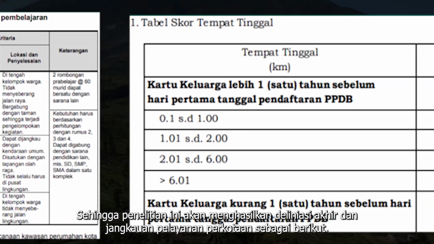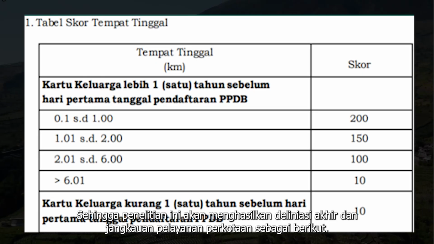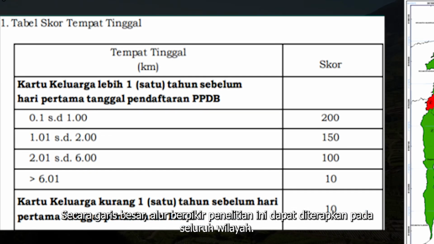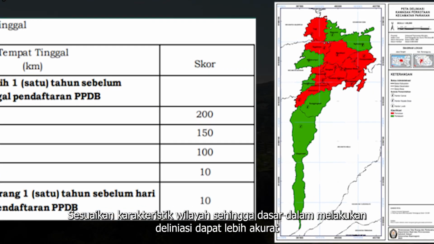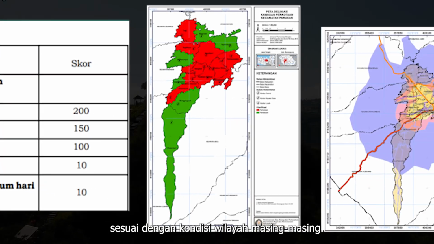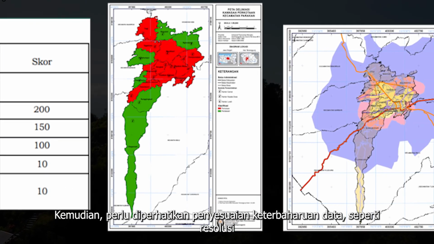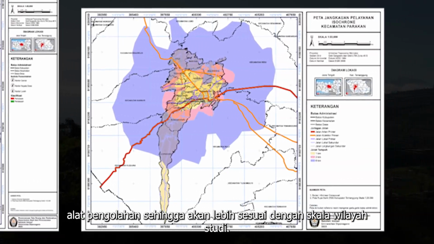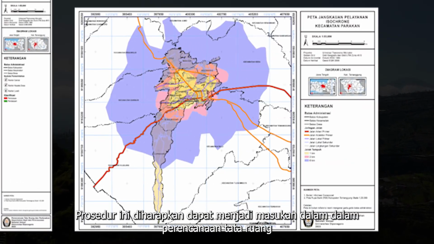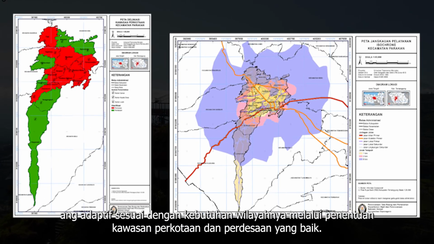This study will produce final delineation and urban service coverage as follows. This research framework can be applied to all areas, adjusting to local characteristics for accurate delineation. Ensure data recency and resolution for better study scale alignment. This procedure aims to be an input for adaptive spatial planning, meeting regional needs through proper urban and rural area delineation.